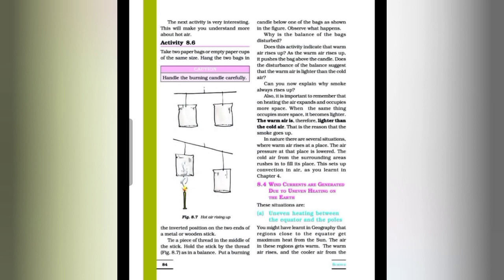This is because the air above the candle gets heated. So the candle flame heats the air, and the hot air, being lighter, rises up and fills the left side paper bag after displacing the heavier cold air from it. Therefore the left end of the wooden stick becomes lighter and moves up. So by this activity we can say that hot air is lighter than cold air. That's why we can say that smoke always rises up.